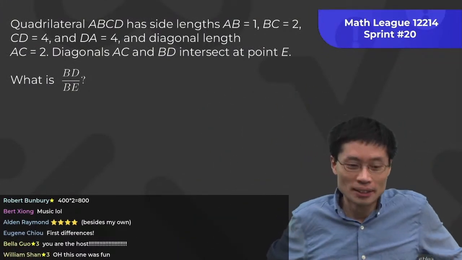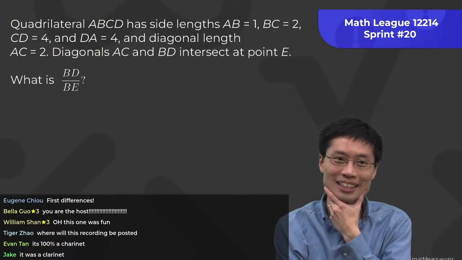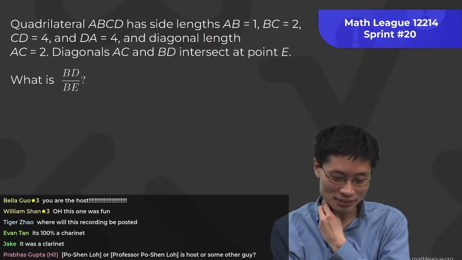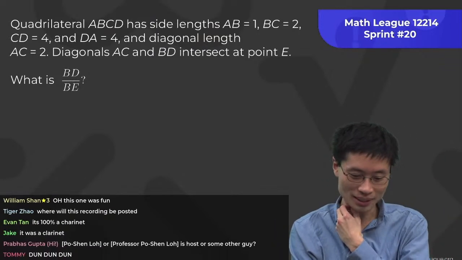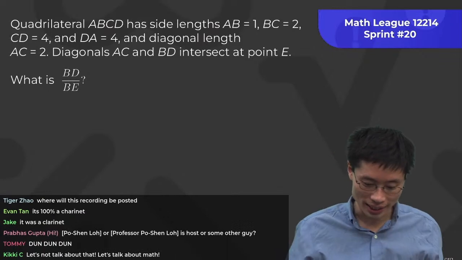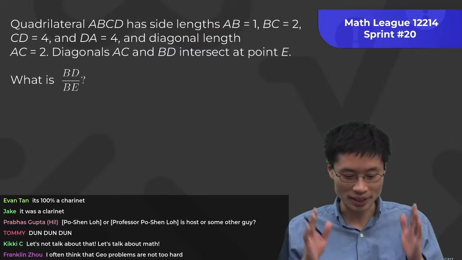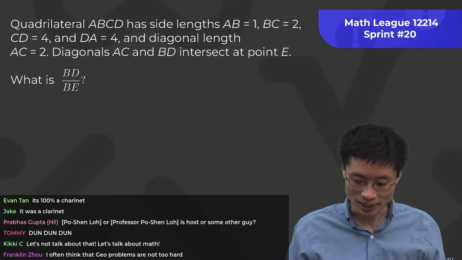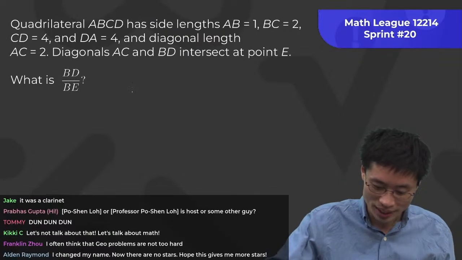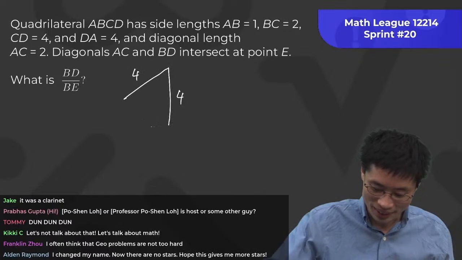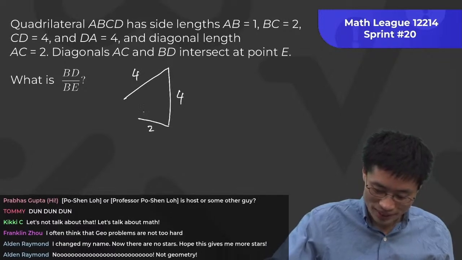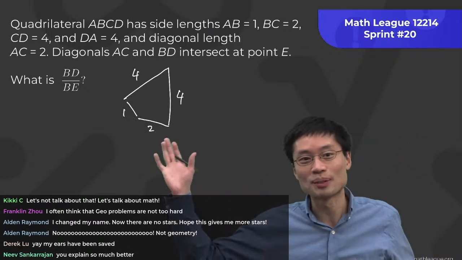Okay, very good. So quadrilateral ABCD is a geometry problem. So I have side lengths, AB is 1, BC is 2, CD is 4, and DA is 4. So I've got two things which are of length 4 and two things which are of length 1 and 2. I'm just going to try to draw something which has a 4, a 1 and a 2. This is not even anywhere close to scale, but let's just see if we can get anywhere here.